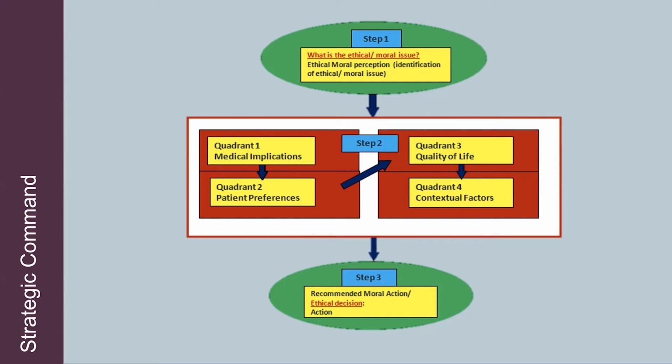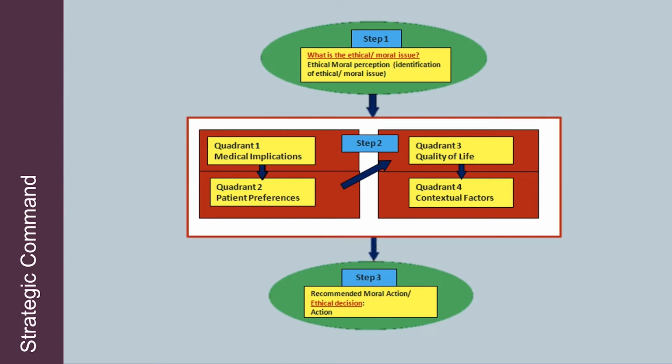So step 1, decide on the ethical moral issue. Step 2, walk your way through the quadrants. Step 3, come to the recommended moral action or ethical decision and then act on it. It's also important to note that the whole 4 quadrants don't have to be galloped through. If you can resolve the issue at quadrant 1 or 2 or 3, etc., then great. You don't need to push it any further. Just go straight to step 3. It's only if you can't resolve it that you have to push on through it.